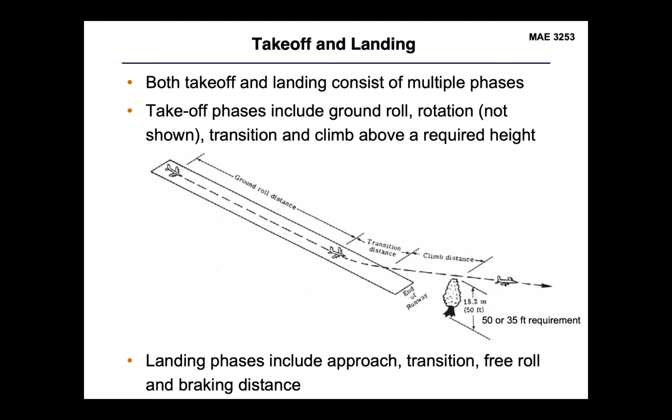In addition to the landing phase, you'll also include an approach phase as well as that transition free roll phase before the pilot begins to apply the brakes, and then finally braking distance. That includes not only the impact of braking wheels with brakes actively engaged, but also perhaps a thrust reverser.